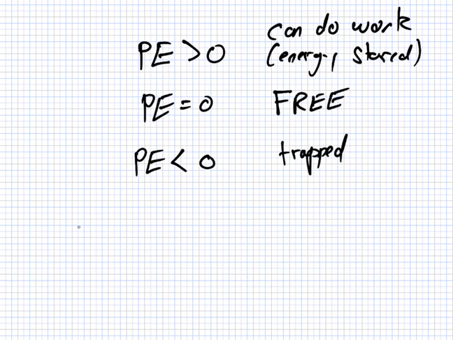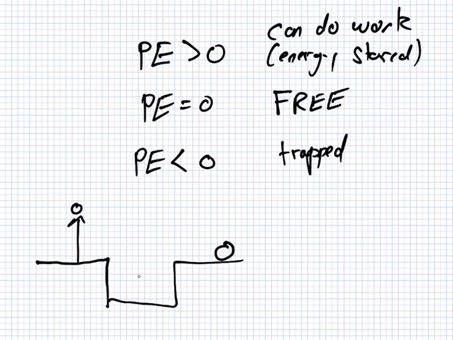So for example, if you look here, when the ball is above the ground, it has energy stored inside it, so it can do work. When the ball is on the ground, it has no potential energy, so it's free. I mean, it's free insofar as you could kick it and it would move. It can't do any work, but it's easy to move.